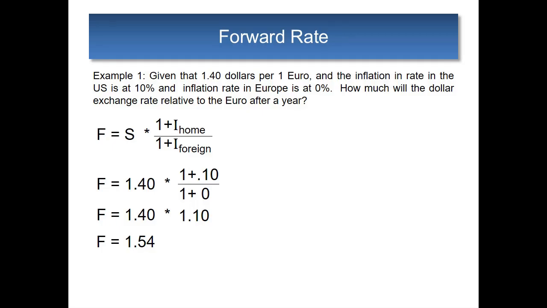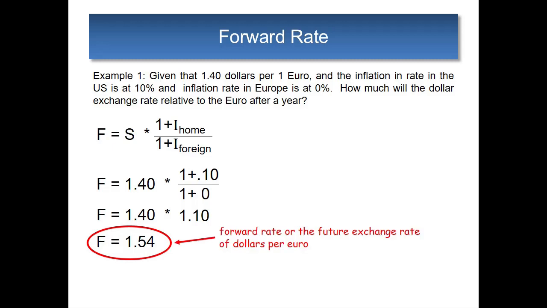Let's take this simple problem. Given that the spot rate is $1.40 per euro and inflation rate in the US is 10% and inflation rate in Europe is at 0%, how much will the dollar exchange rate be relative to the euro after a year? By substituting the given to the formula, we get the answer $1.54 as the forward rate of future dollar per euro exchange rate.